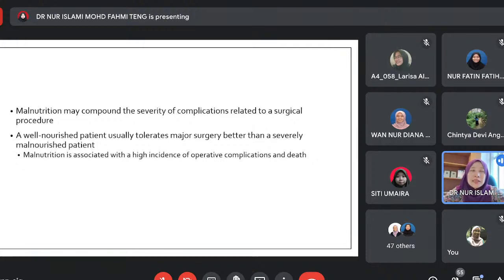So kalau kita tengok lah, prosedur untuk surgery ni bukan saja type of surgery and the necessity of surgery that determine whether the surgery is high risk or not, but the condition of the patient. Kalau patient tu sihat, so we say that the patient may tolerate the surgery better as compared to those with malnutrition or overnutrition. Okay.